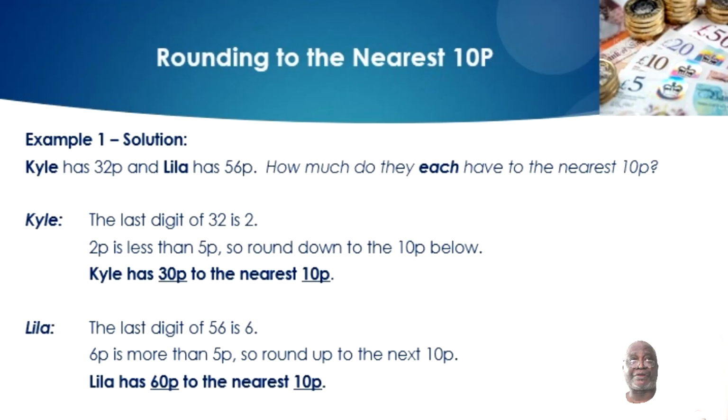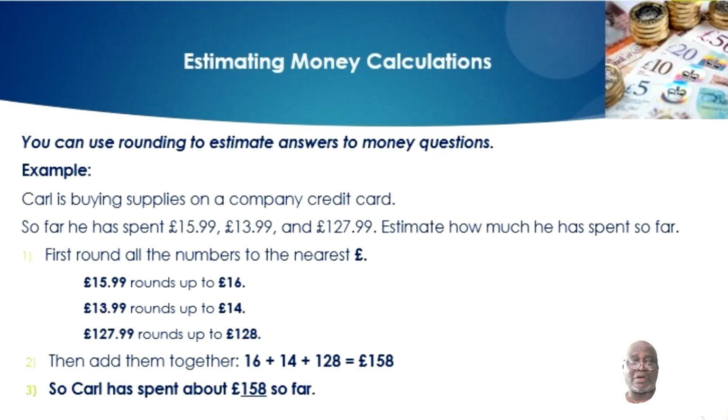And then don't forget, in real life, sometimes you have to estimate money. You can use rounding to estimate answers to money questions. For example, Carl is buying some supplies on a company credit card. So far, he has spent £15.99p, £13.99p, and £127.99p. Estimate how much he has spent so far in his shopping.